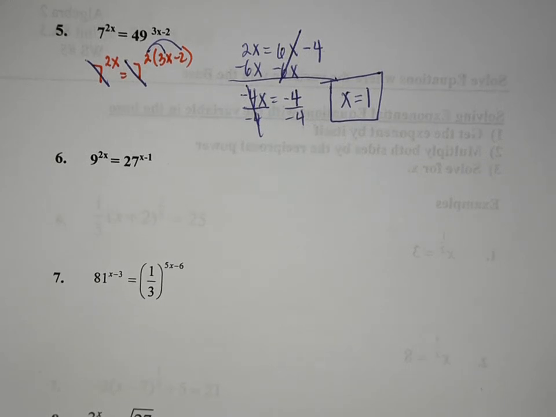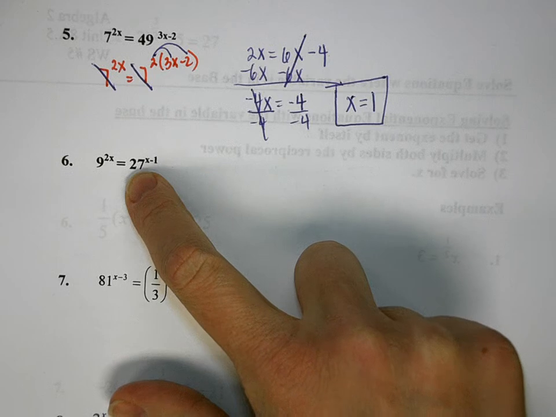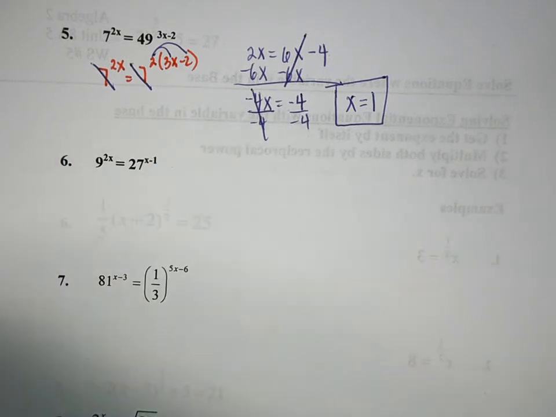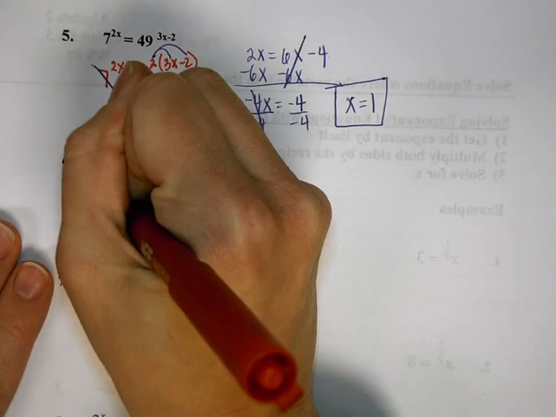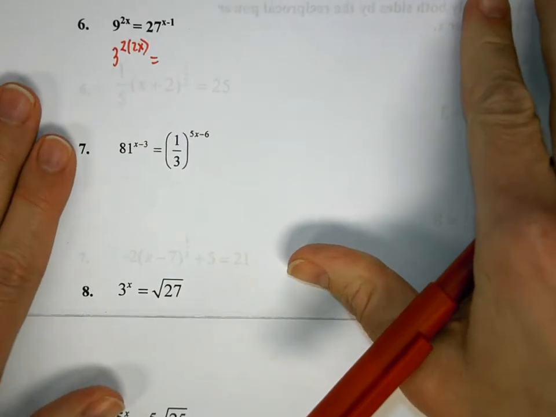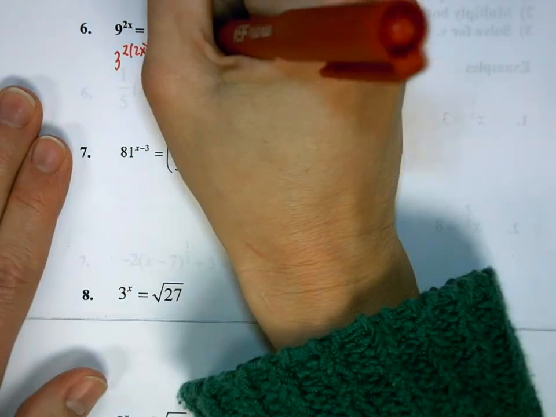Okay, here we go. The correct answer was negative 3. So what base would we need to use? 3. Some of you that got the incorrect answer used 9. Now think through it. 9 to the first power is 9. 9 to the second power is 81. So you can't use 9 as your base. So we have to use 3. Okay, so 9 is 3 to the second power. So we have 2 times 2x equals... And then 27 is what? 3 to the third power, times x minus 1.